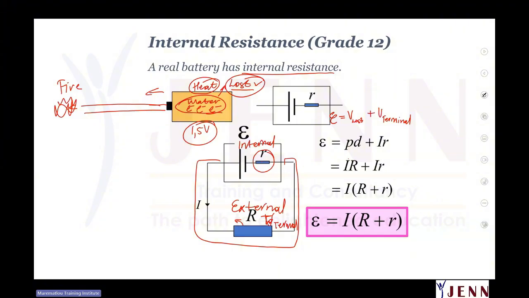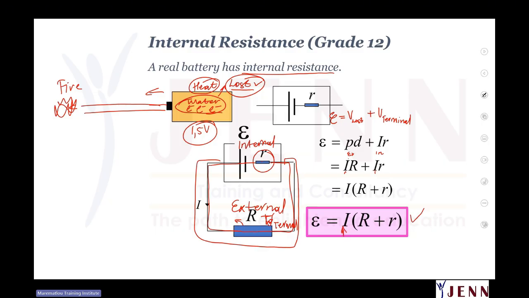And current times resistance, if this is for the external circuit and that is for the internal circuit, then we can see that the current that is flowing out of the battery is the same current that's going back into the battery. So that's why this current is the same as that current, is the total current, is the main current of the circuit. And if you factorize that, we can see that total current is a common factor. So that gives us our equation that we use to calculate EMF, that E is equal to total current. This is the main current.